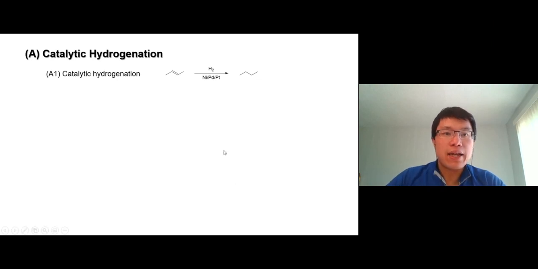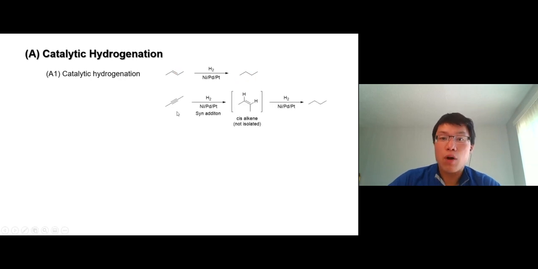Okay, all right, catalytic hydrogenation. Just like in alkene, you add hydrogen in the presence of a catalyst: nickel, palladium, platinum, pick the one you want. Add two hydrogen atoms on these two carbons, you get an alkane, right? In alkyne, the addition is exactly the same. You go to cis alkene first, but you can't isolate it because the next equivalent goes in right away. All right, so you go to alkane.